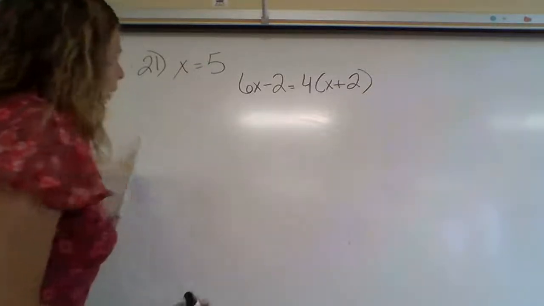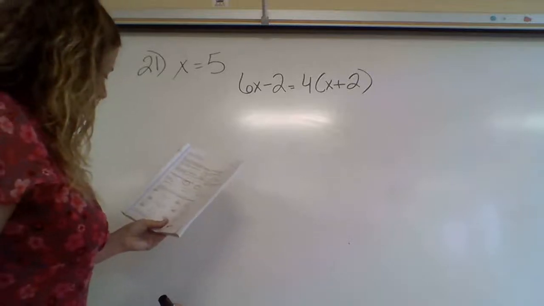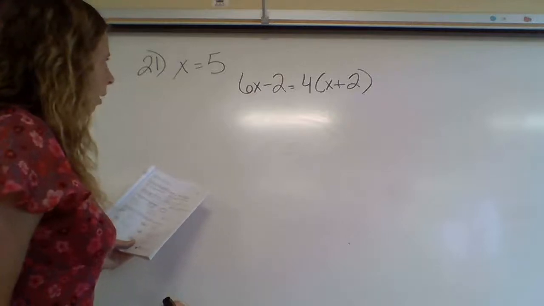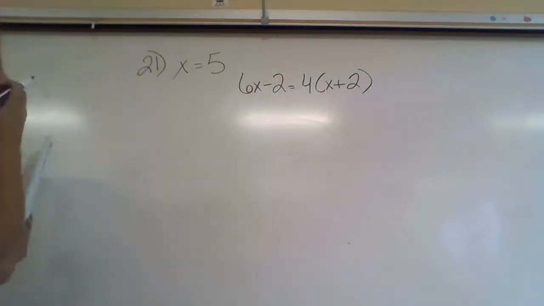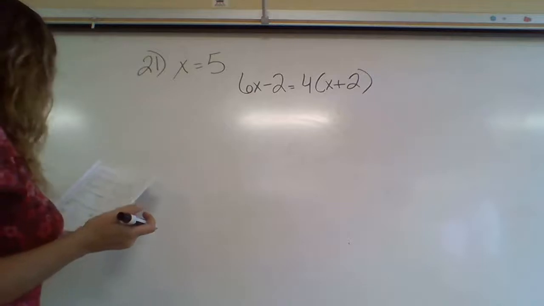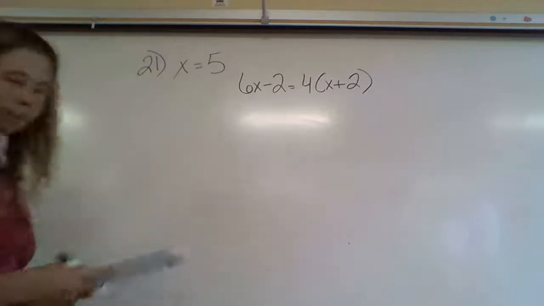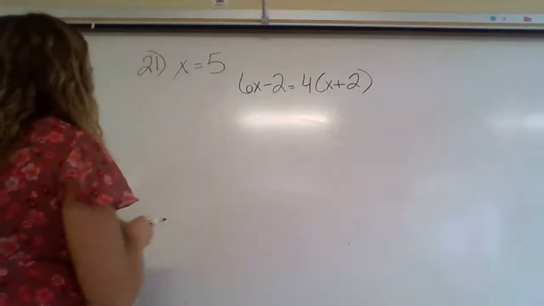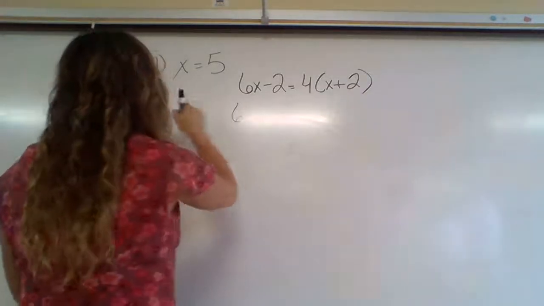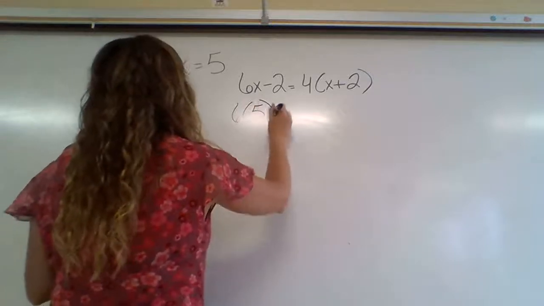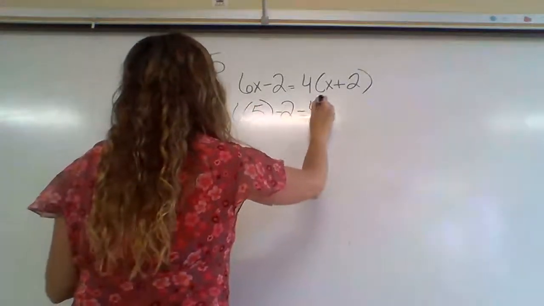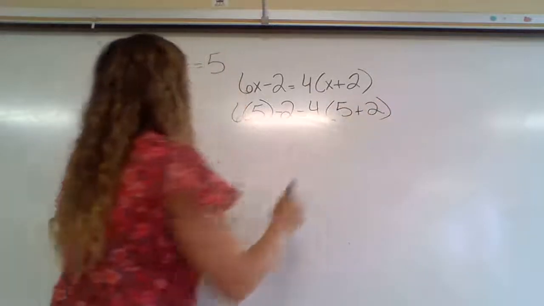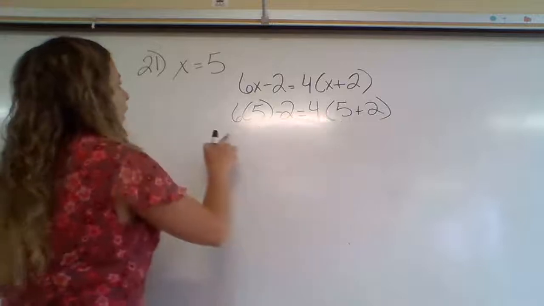But then you just substitute it in. You can also solve for x, but we'll substitute it in. So 6 times 5 minus 2. Is that equal to 4 times 5 plus 2? I just substituted in 5 for my x values. And then solve it out.